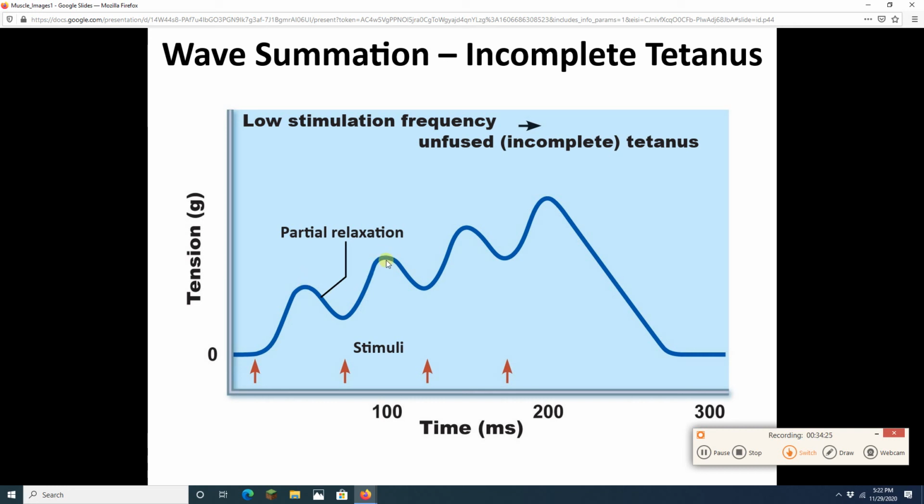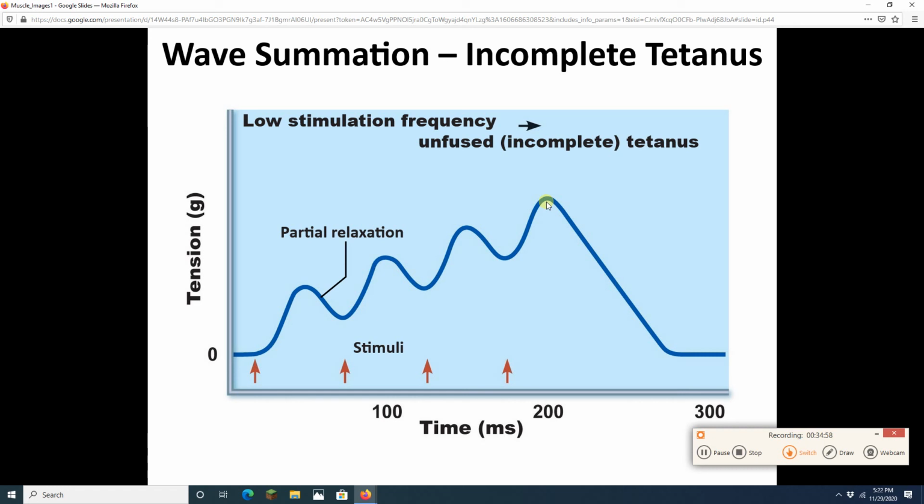In that second stimulus, we got it to contract even more. Then it started to relax. And then boom, we hit it again. And boom, we hit it again. And we keep generating more and more tension until we get to the maximum stage of tension. The maximum stage of tension is called tetanus. All right? The max contraction is tetanus.